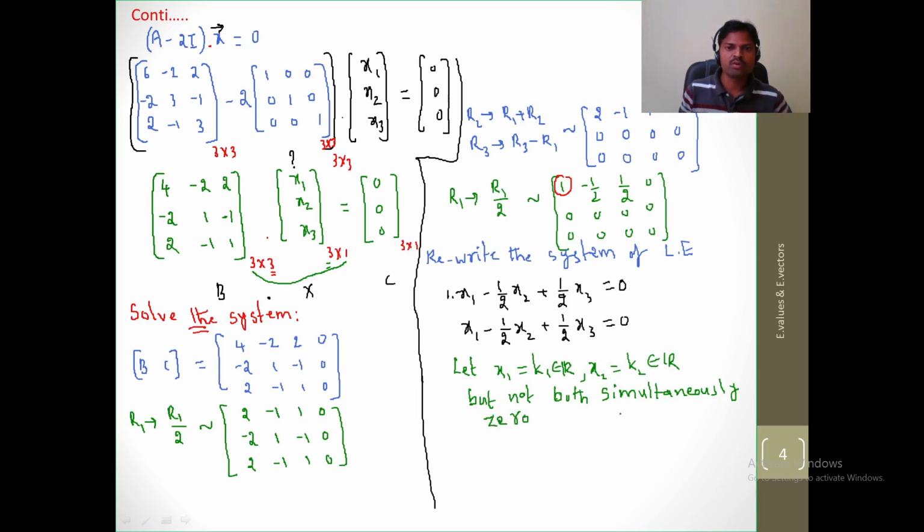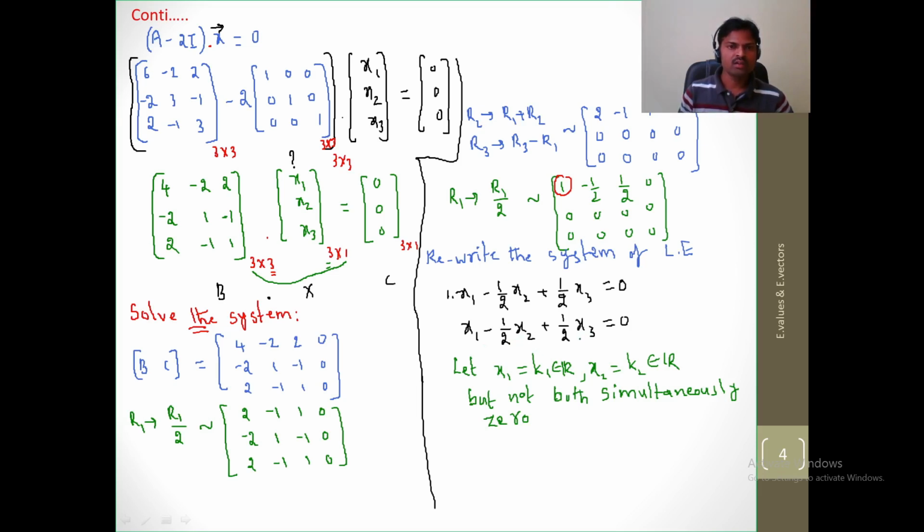Simultaneously 0. Why? Because a real number system has 0. If k1 takes 0 and here also k2 takes 0, what happens? k1 and k2 both become 0. That means x1 and x2 both become 0. If x1 and x2 both become 0, then x3 also becomes 0.